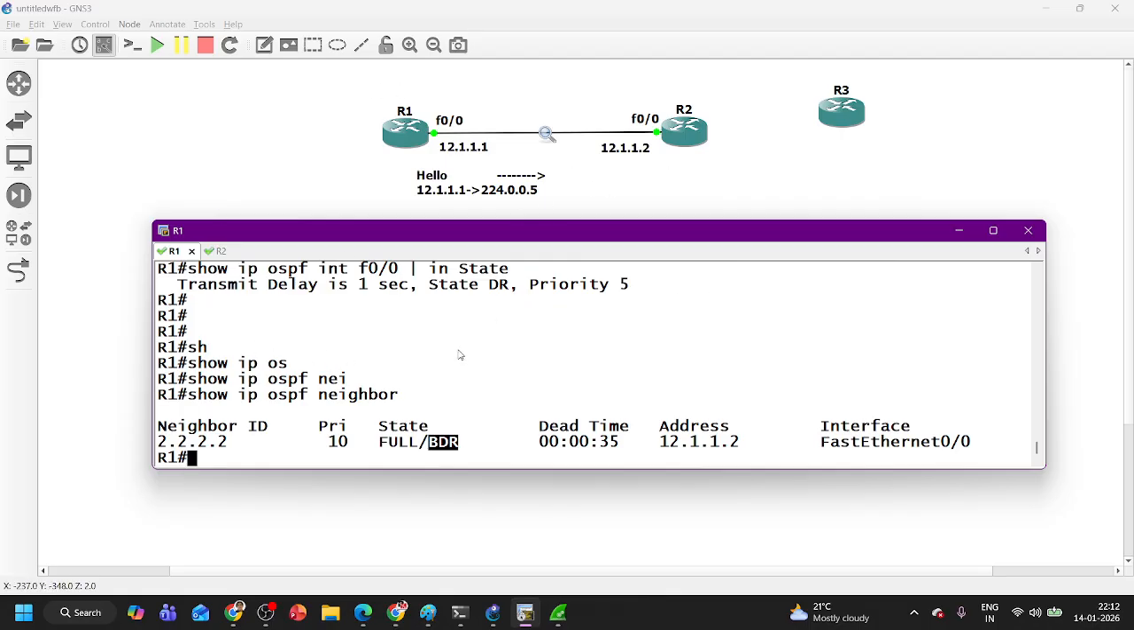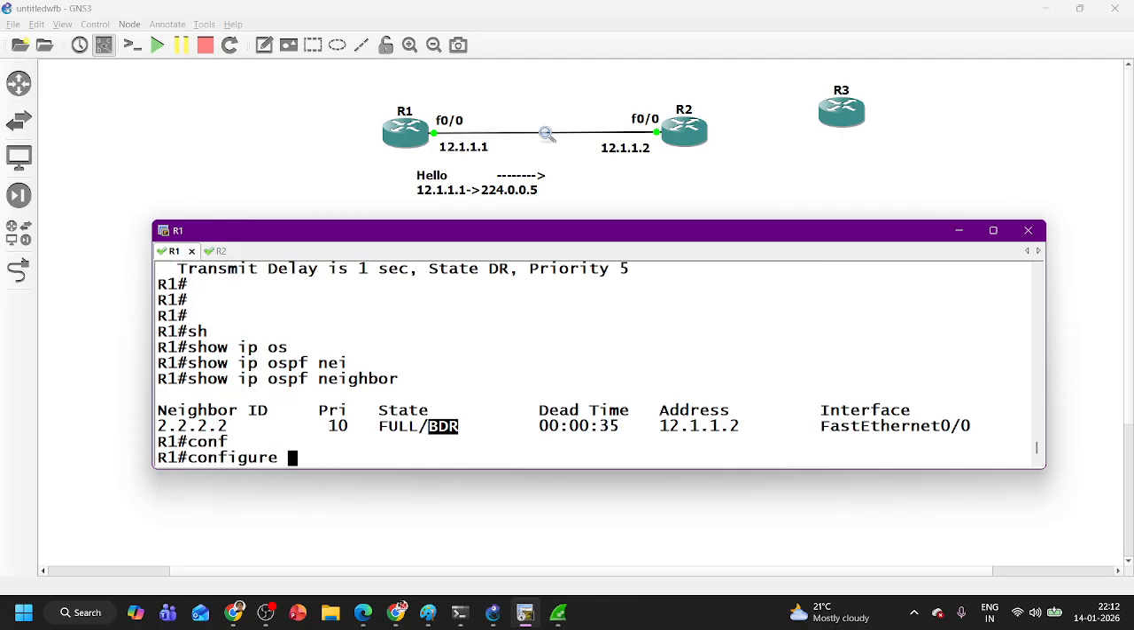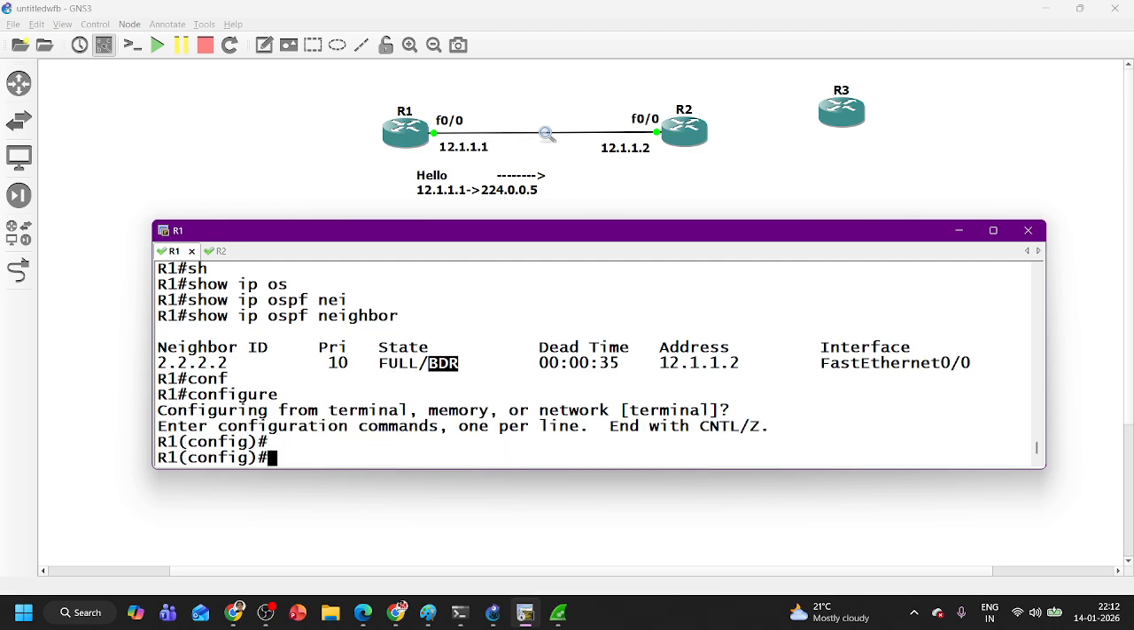So if you want to avoid DR and BDR between router number 1 and router number 2, then configuring priority 0 is not the solution. You will never configure priority 0. If you are thinking DR BDR is not required, let's configure priority 0, no. Then neighborship is stuck in two-way state, and if neighborship is in two-way state, routers are not going to exchange routes. So to avoid DR and BDR here, we have to change the network type.